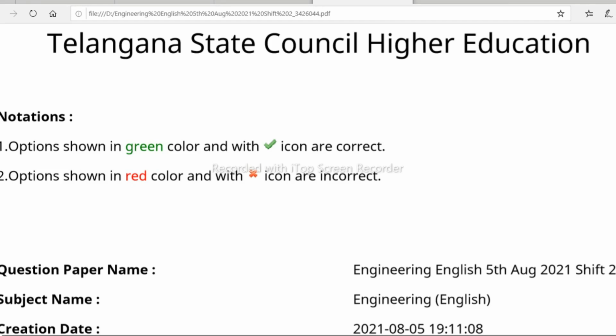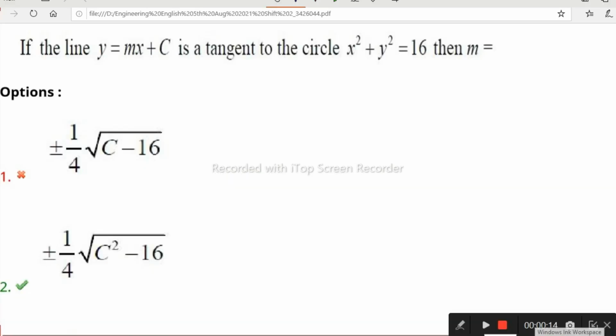I am scrolling down the question paper, please wait. Yes, we can observe this question. If the line y equals mx plus c is tangent to the circle x square plus y square equals 16, what is the condition that the line is tangent to the circle? If the line touches the circle, the distance from the center to the line is nothing but the radius. So the condition is r equals d.